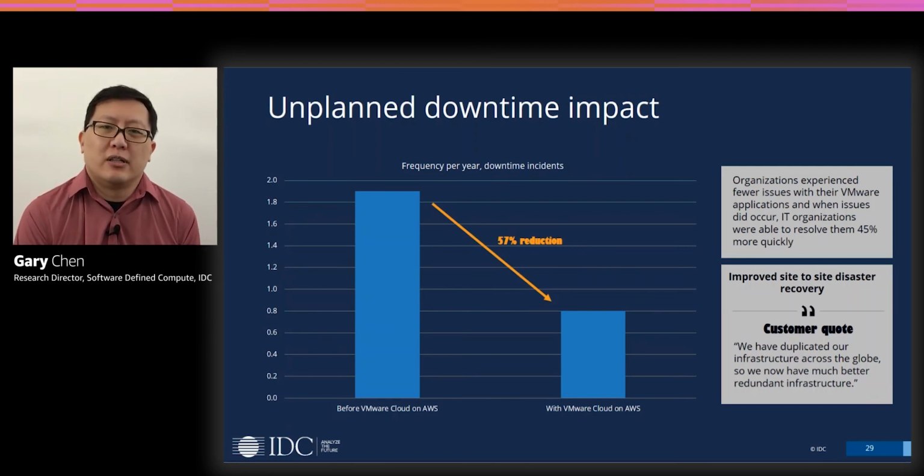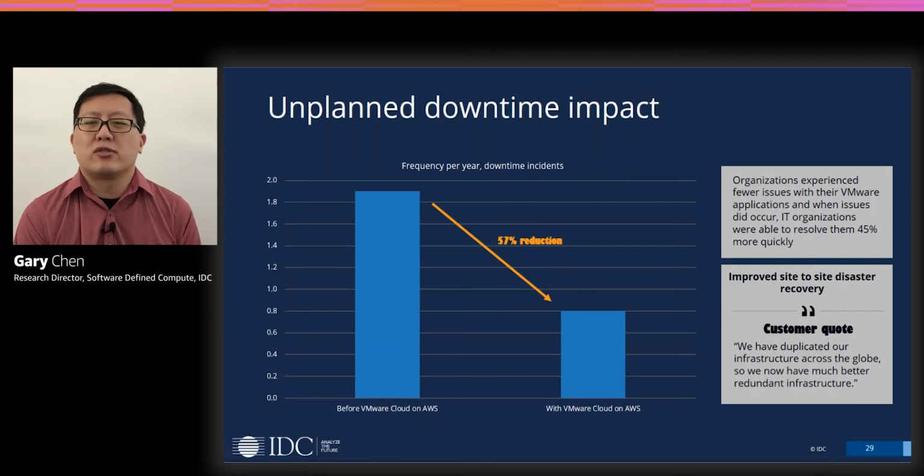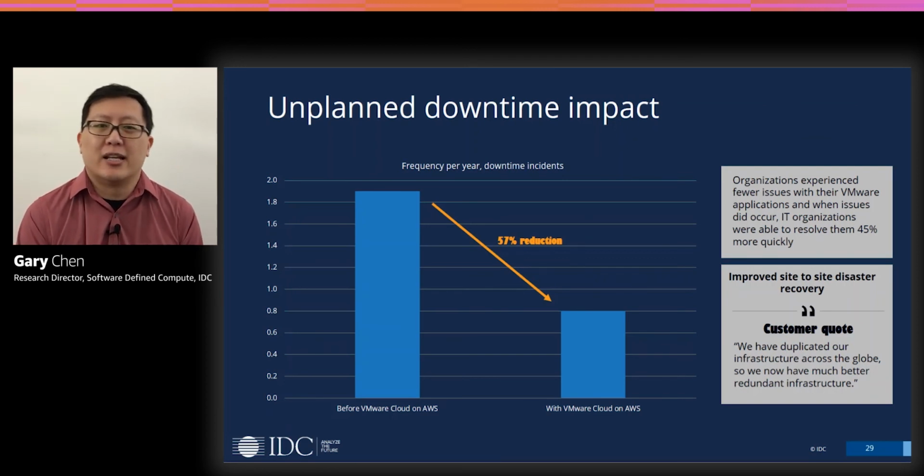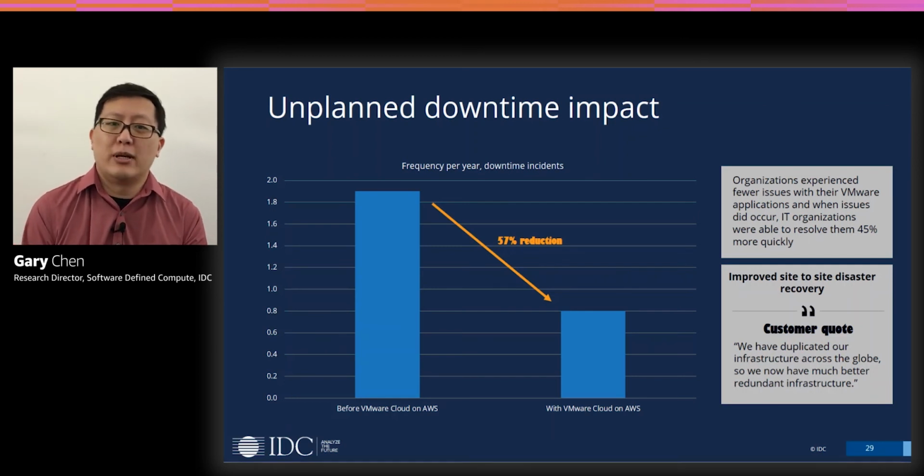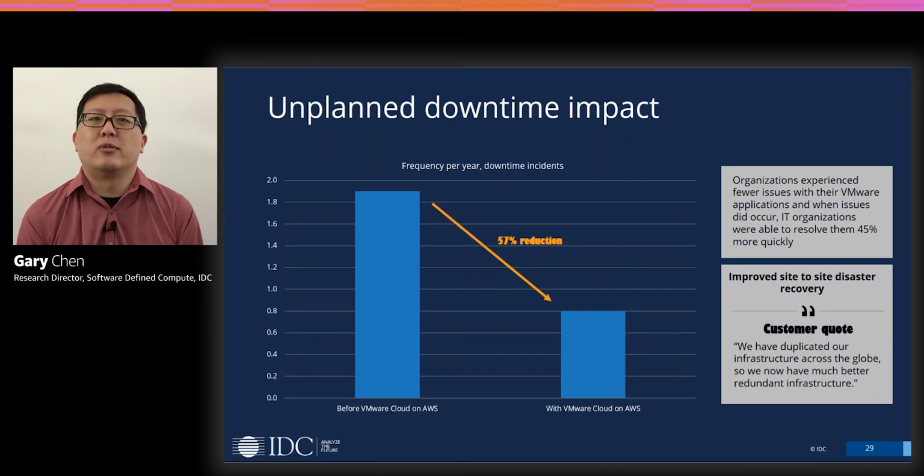The benefits of VMware Cloud on AWS weren't just for local high availability of workloads, but this also extended to full site-to-site disaster recovery. So with the cloud, having this setup is much more cost-effective, and AWS's global presence and scale really gives users access to more locations and geographies, which one customer quoted here used to replicate their infrastructure across the world for much better redundancy.